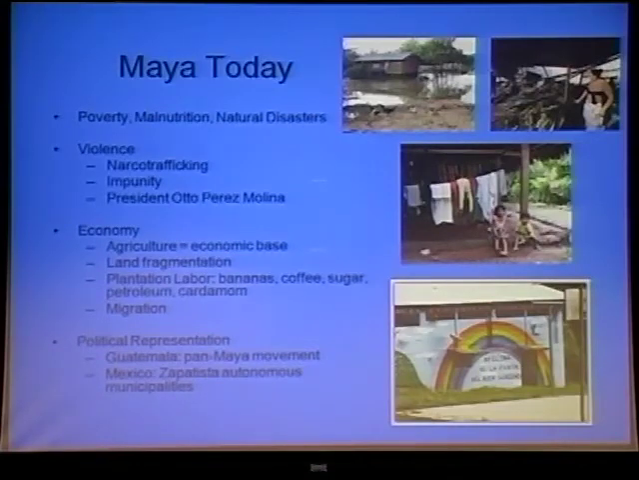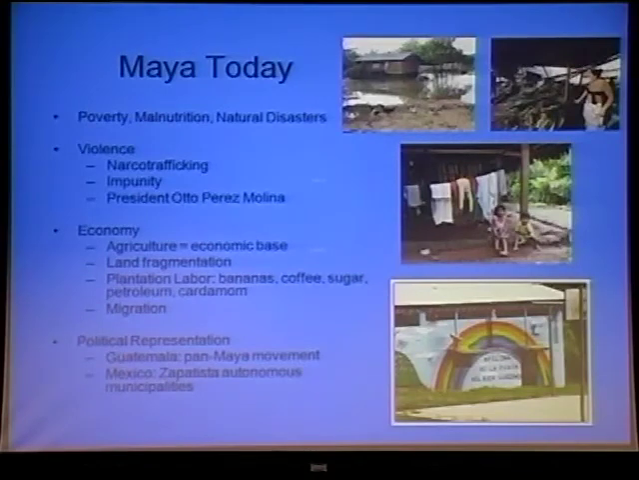Poverty is a severe problem still. About 60% of the population in Guatemala lives in poverty, and the majority of those people are Maya. About a quarter of the adult population does not know how to read and write. 23% of children under 5 are underweight, so malnourishment is a big problem.